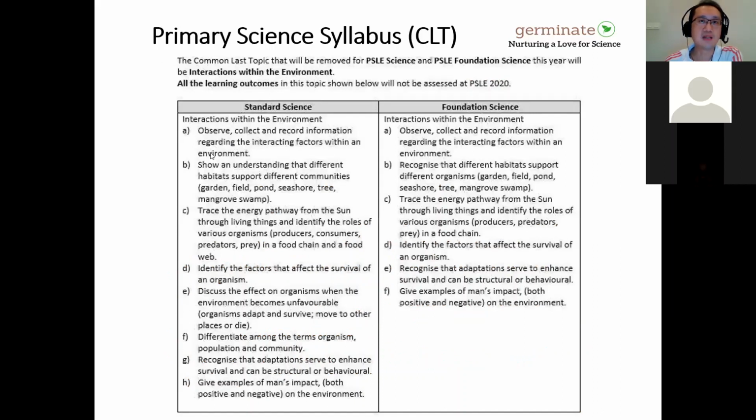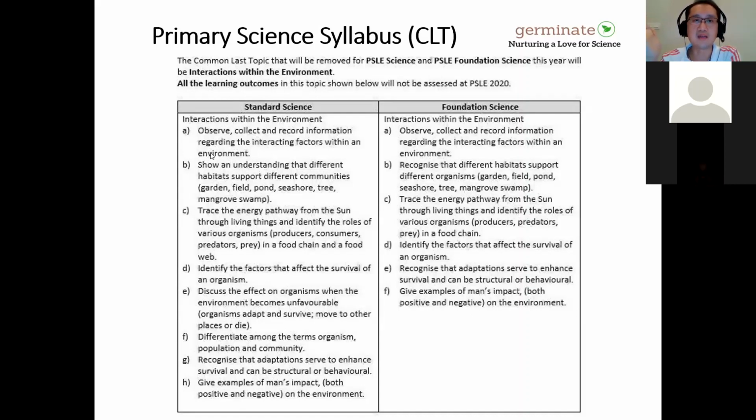So in terms of the common last topics, I'm not sure whether some of parents here, your child is taking foundation science. For foundation science, the interactions within the environment is the same, but you realize that foundation science, they learn actually less things. So in terms of the comparison between what is tested, definitely the key learning outcomes is lesser. So this is the listed learning outcomes for all the topics within the interactions within the environment.